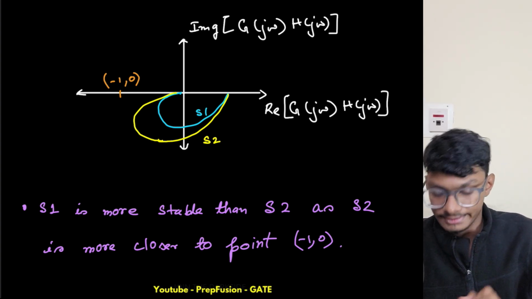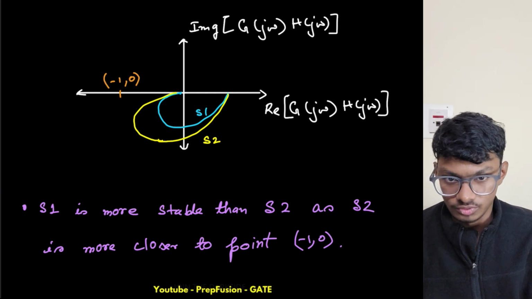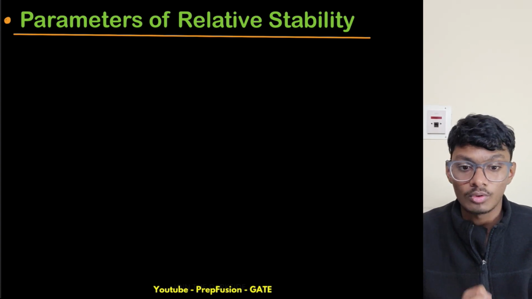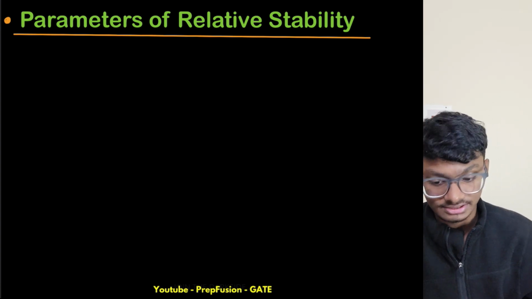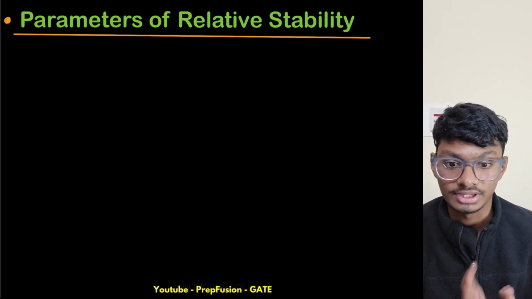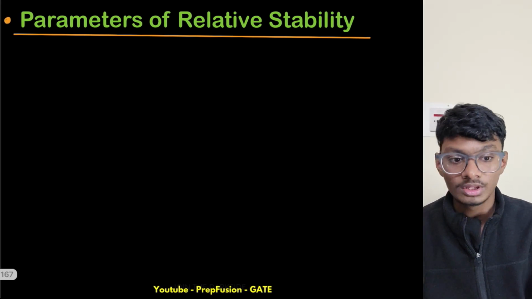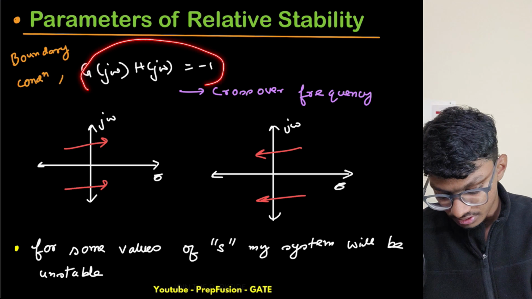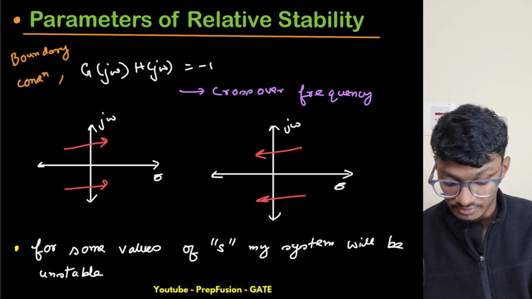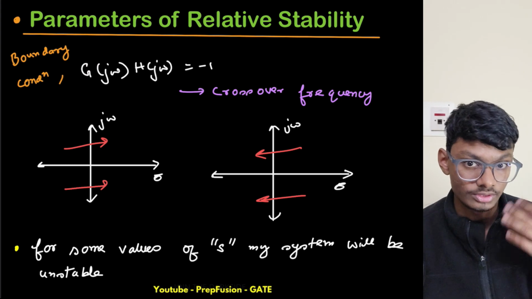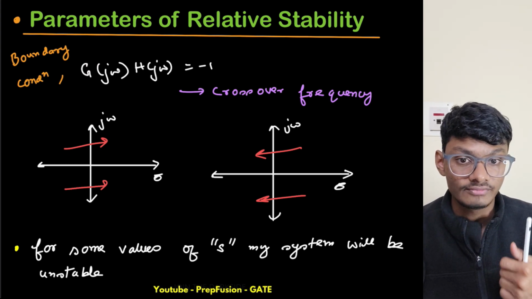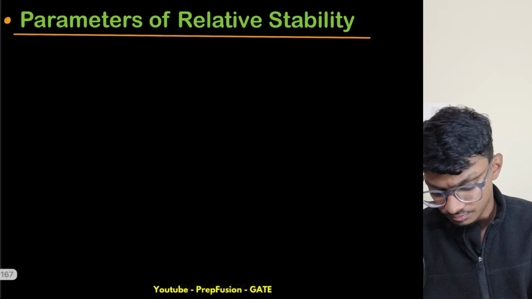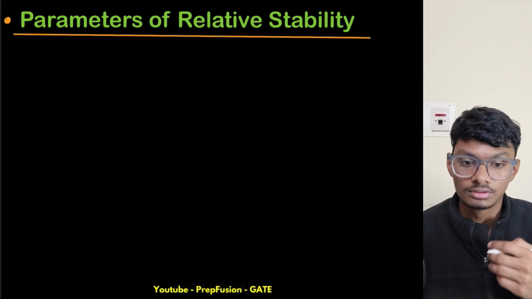Now I have visualized that S2 is closer, but how can I quantify it? How can I exactly say that, according to these parameters, S1 is farther than S2? Basically, closeness can be measured in two ways. I hope you remember this one; it also came in the root locus, and from here we derived two conditions. Just try to remember: one is the angle condition, and another is the magnitude condition. So closeness can be measured using two ways.